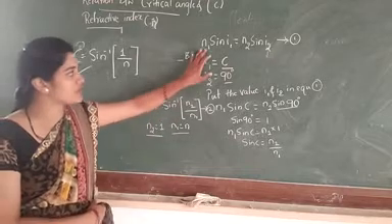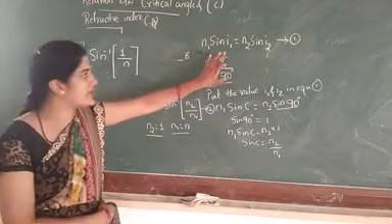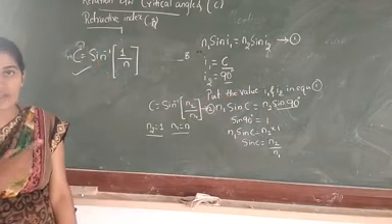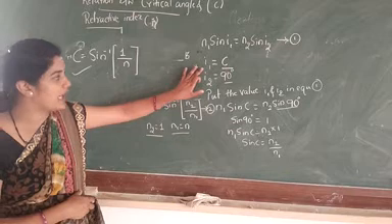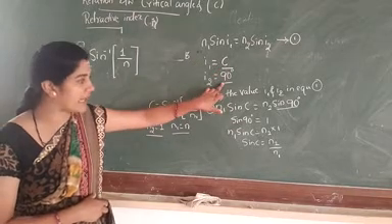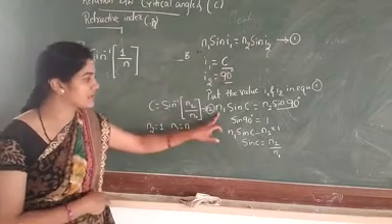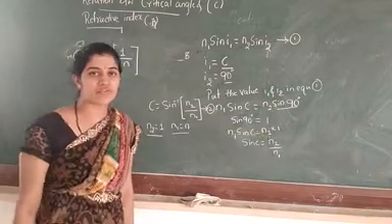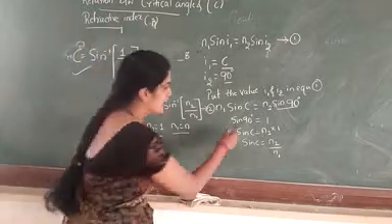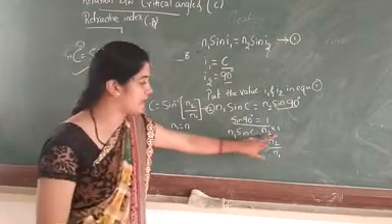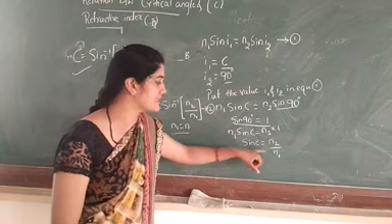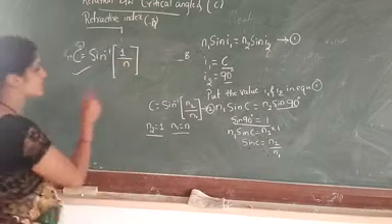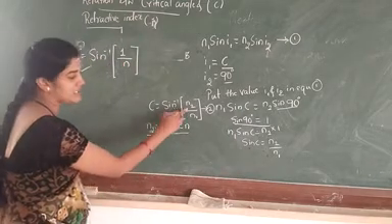Let us go through the first equation again: N1 sin I1 is equal to N2 sin I2. We know the values of I1 and I2 according to the diagram. We put I1 equal to C and I2 equal to 90 degrees, substituting N1 sin C is equal to N2 sin 90 degrees. Sin 90 degrees is 1, so N1 sin C is equal to N2 into 1. Therefore, sin C is equal to N2 by N1, and C is equal to sin inverse of N2 by N1.